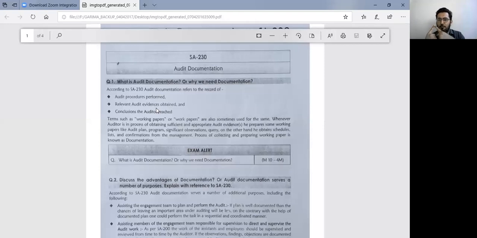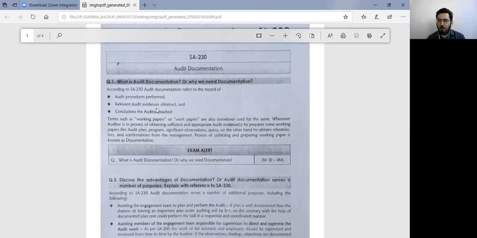So which means audit documentation keeps a record of three things which are in process. The first thing is that you perform audit procedures. Based on that, you collect audit evidence. And the third part, you provide your conclusions based on the audit evidences obtained. Sometimes these are also known as working papers or work papers. Right, in the audit process, the auditor obtains sufficient appropriate audit evidence. He will plan the audit, he will post his queries, he will get his observations, he will prepare the schedule, list, he will obtain confirmations from the management. The process of collecting all these important documents, the process of preparing your working papers is known as your audit documentation. Right, I hope you're absolutely clear with this.